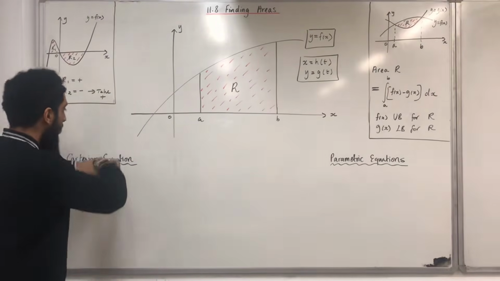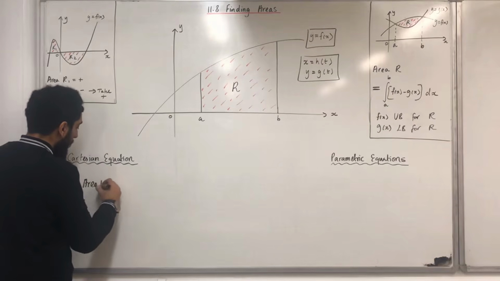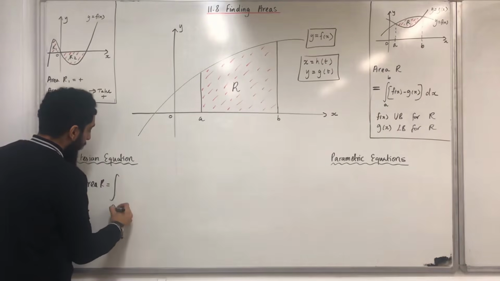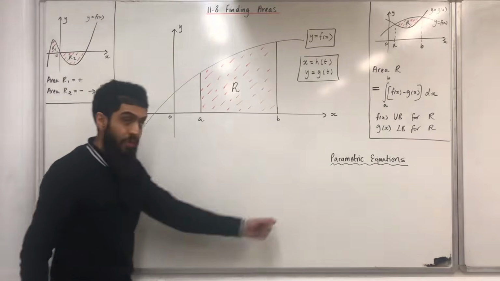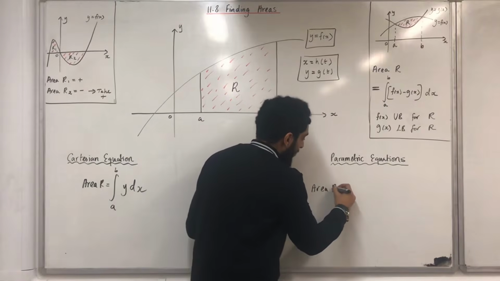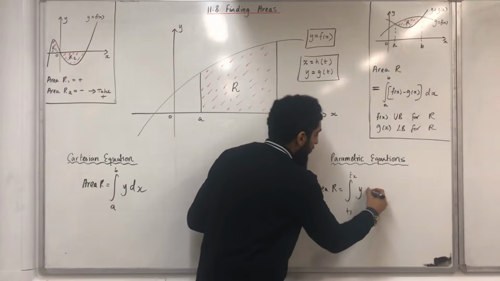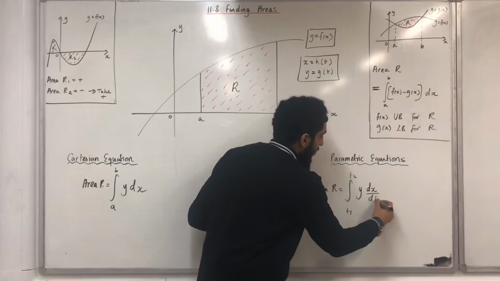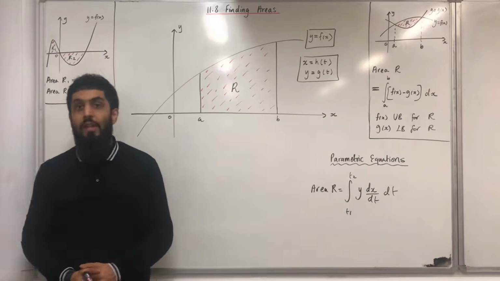I'm going to start off with the Cartesian equation. The area R is given by the integral from a to b of y dx. For parametric equations, the area R is given by the integral from t1 to t2 of y dx over dt. Now, t1 and t2 represent the t limits.